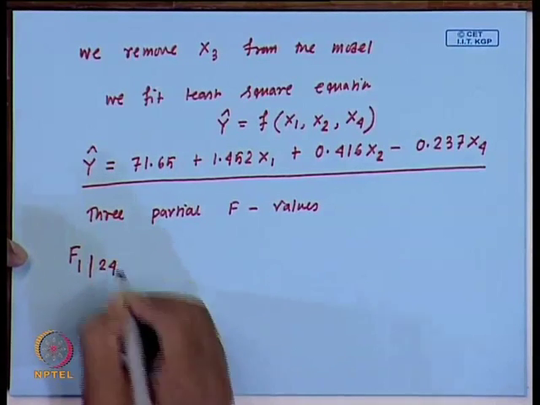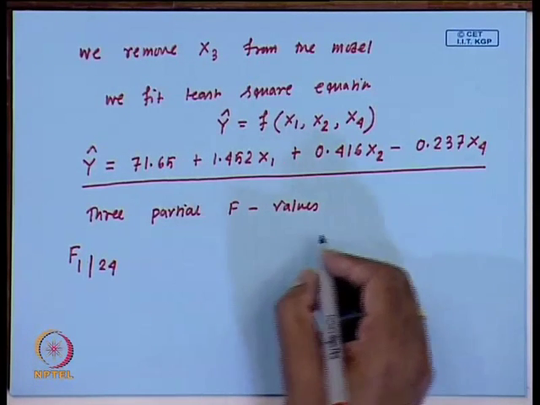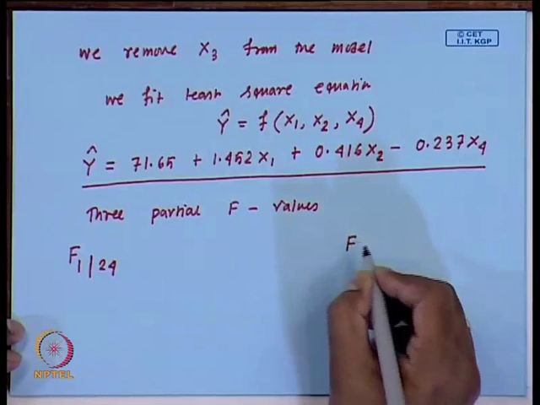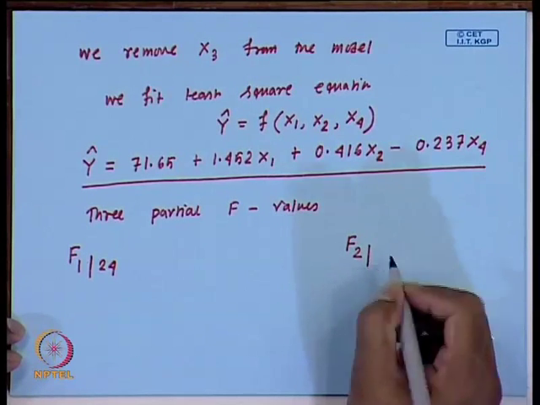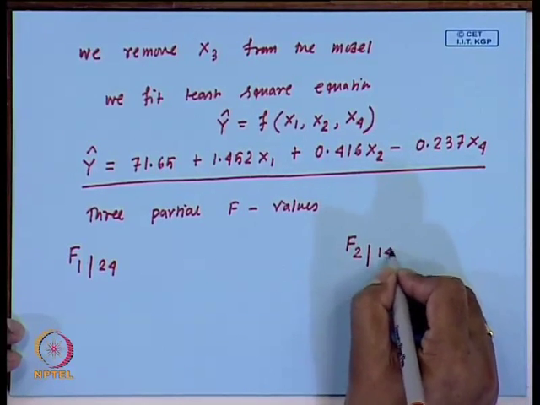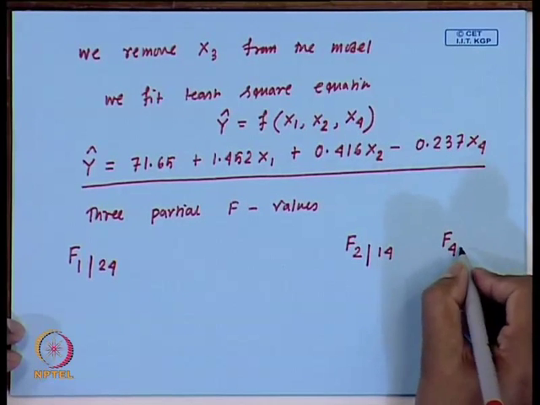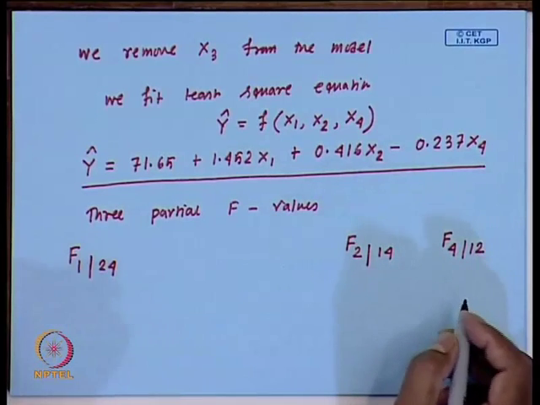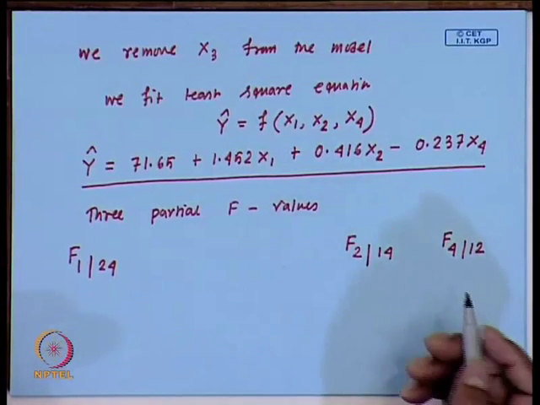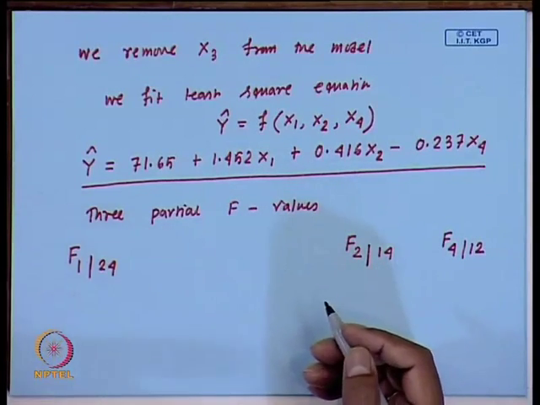1.24, right. We also compute F2 in the presence of x1, x4 and F4 in the presence of x1, x2, and again we look for the smallest partial F value. If that is less than the F out, then we remove that regressor from the model. So, we will keep on doing that.